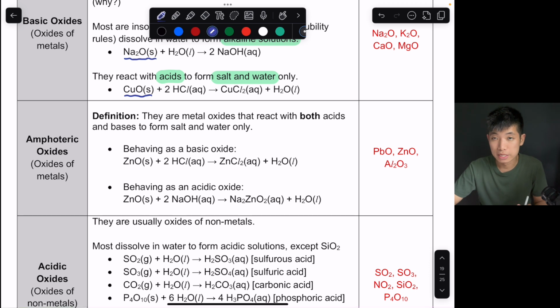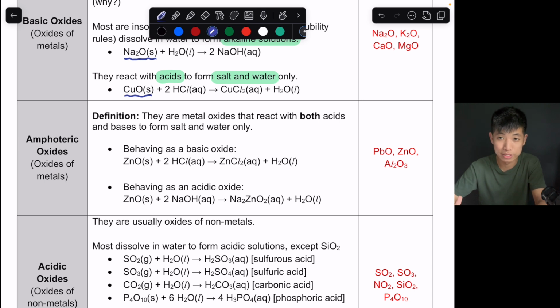There is a group of oxides known as amphoteric oxides which have properties of both acidic and basic oxides. These are metal oxides that can react with both acids and bases to form salt and water only. In other words, they undergo the neutralization reaction. The word amphoteric is similar to when we say someone is ambidextrous, able to write with his left and right hand, or amphibian, can live on land and in water. So amphoteric means it has both properties of acids and bases.